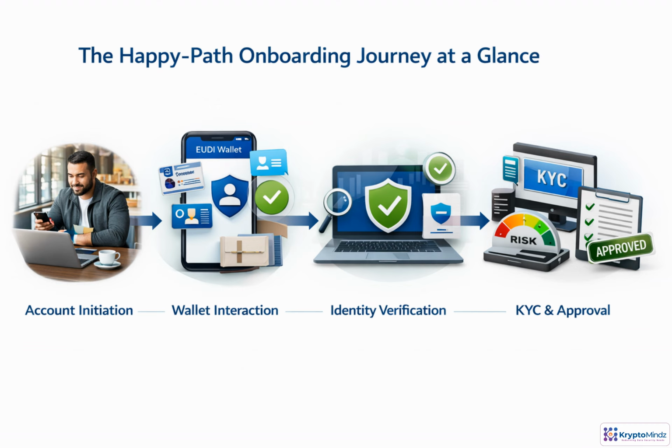This happy path journey is the clean, successful case we want to optimize for. A customer asks to open an account, and the relying party immediately triggers a wallet interaction, requesting exactly the attributes it needs. With the user's consent, the wallet releases those attributes. A verifier checks the presentation and returns trusted claims. Finally, the KYC engine applies risk and policy rules, and if everything passes, a customer profile is created automatically.